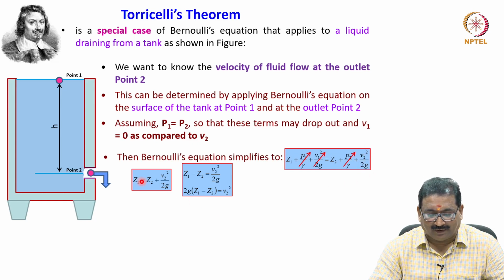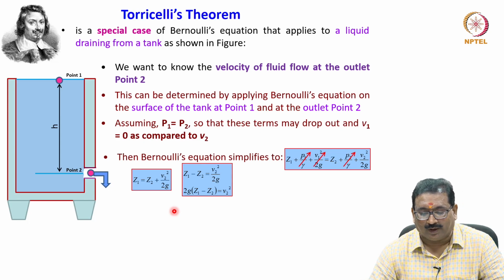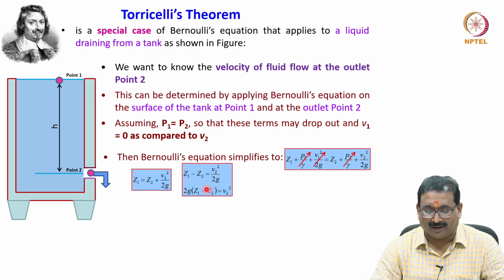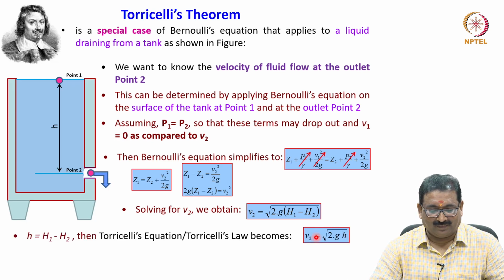If I make a small modification here by taking Z2 to this side, Z1 minus Z2 equals V2 square by 2g. Again making a small manipulation, 2g times (Z1 minus Z2) equals V2 square. Solving for V2, we obtain V2 equals square root of 2g (Z1 minus Z2), okay, Z1 minus Z2.